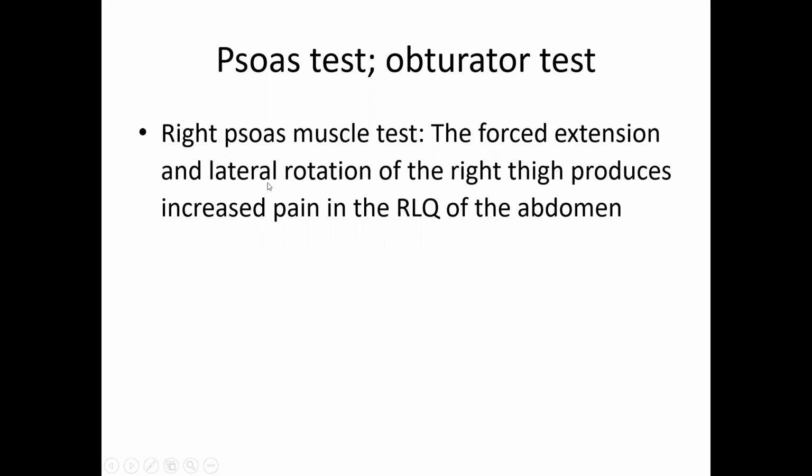Extension and lateral rotation of the thigh is the opposite action of the right psoas major muscle. By stretching the right psoas major muscle, if the appendix is in the right retrocecal position, it's resting on the psoas muscle and irritating it. Forcible opposite action of psoas will cause an increase in pain.